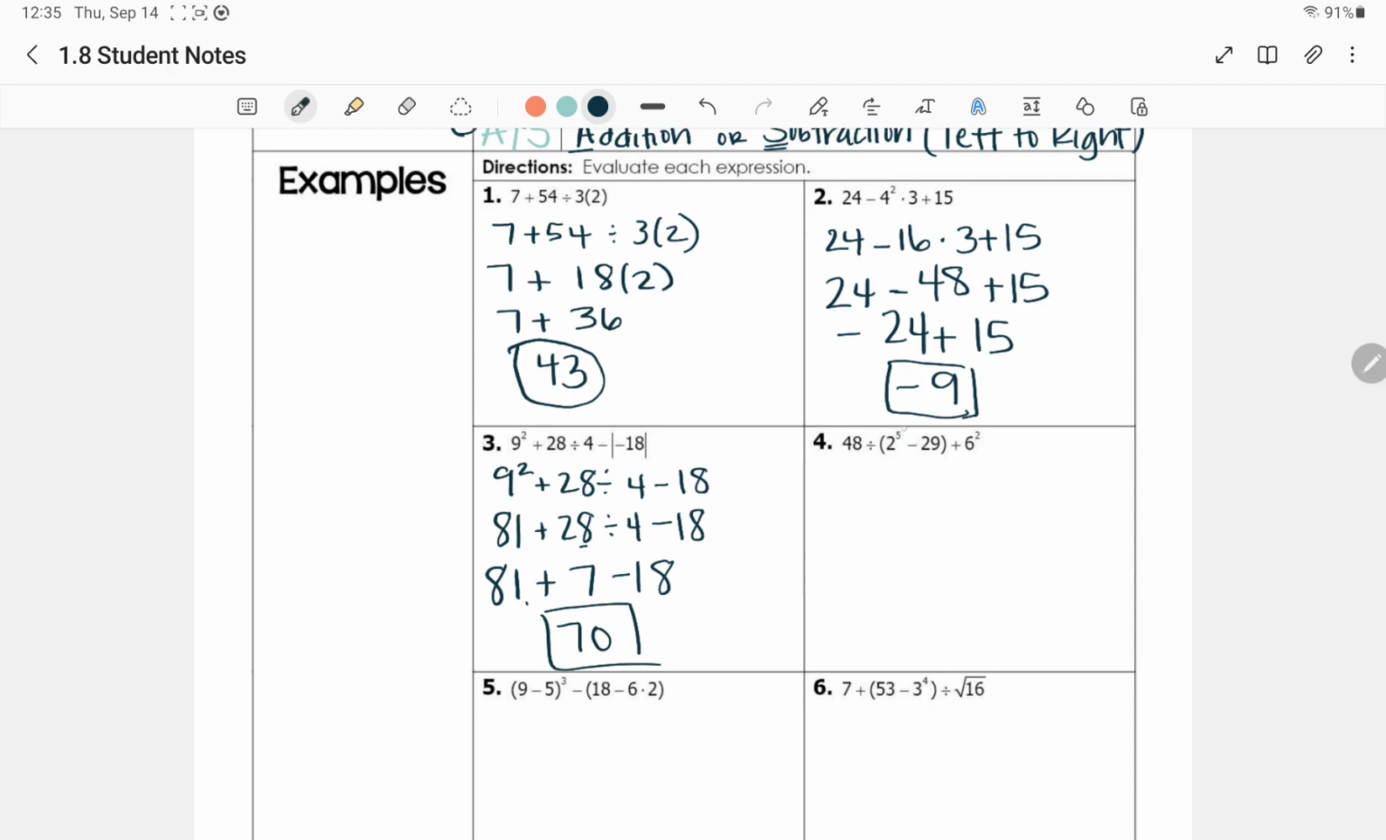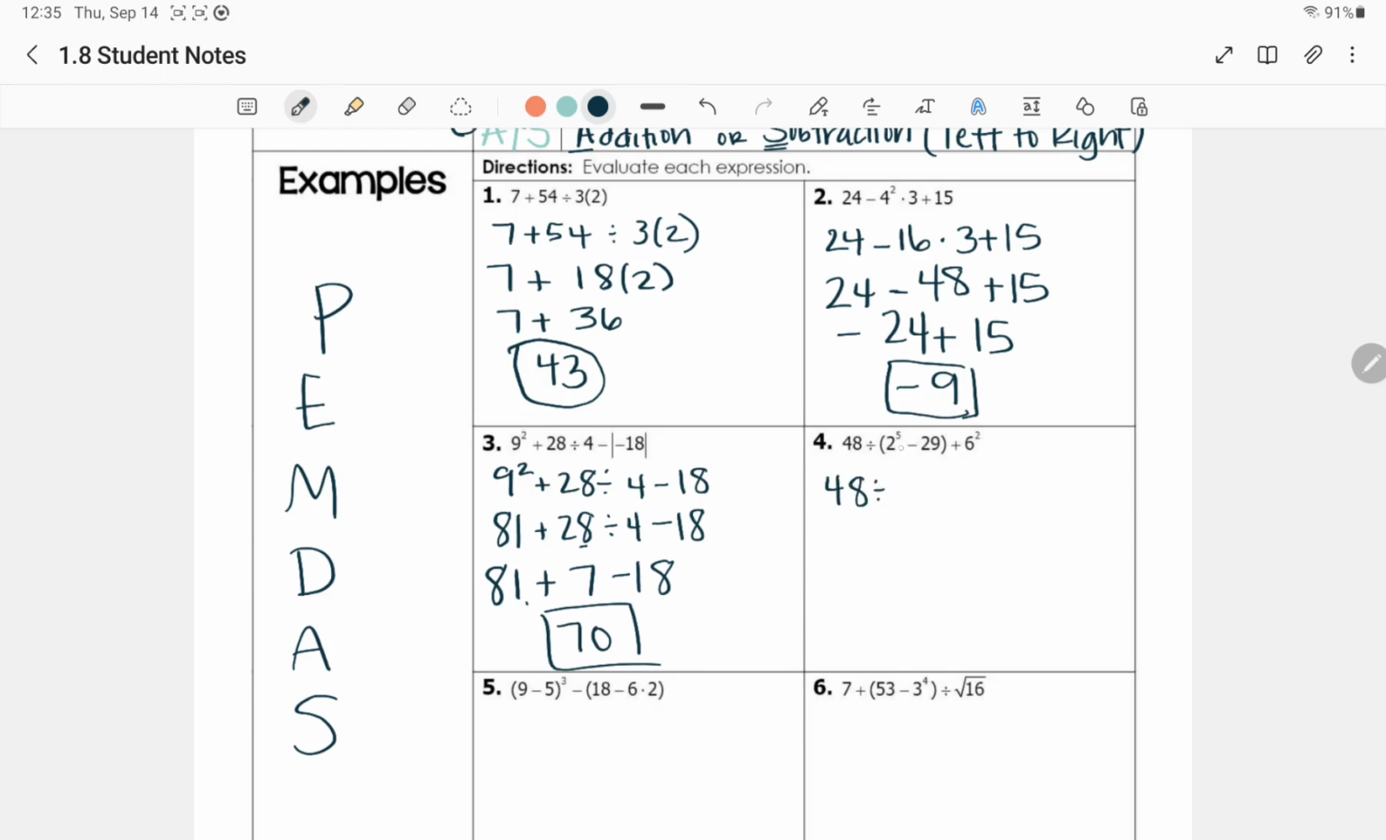So, all right. Next one. 48 divided by, there's parentheses, 2 to the 5th power minus 29, plus 6 to the 2nd power. All right. PEMDAS says I need to do the parentheses first. So I'm going to rewrite the problem.